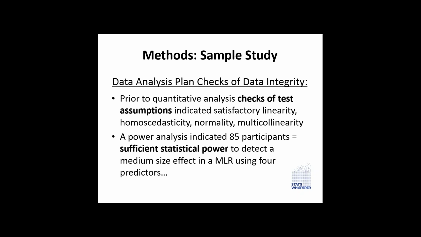Then here we go with the checks. So prior to quantitative analysis, all the necessary checks of test assumptions, homoscedasticity, normality, multicollinearity, linearity, right, all related to our parametric testing, were checked, and then they were satisfied. Second, and some quantitative papers include this and some don't, but a power analysis indicated 85 participants, which we have more than that, gave us sufficient statistical power to detect a medium-sized effect in a multiple linear regression model using 4 predictors.